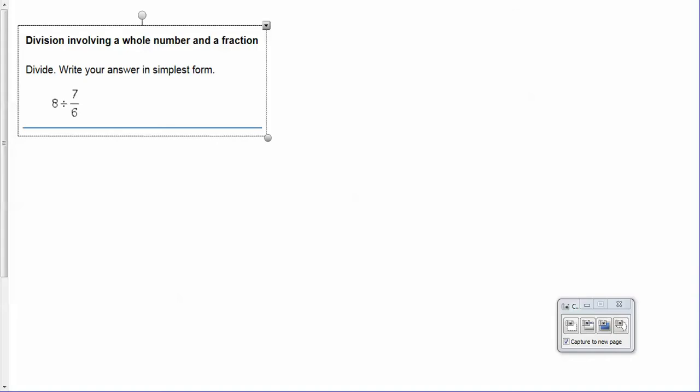In this video, we'll do division involving a whole number and a fraction. And if you remember, when we're dividing with fractions, we actually do multiplication. We multiply by the reciprocal. Do you remember what a reciprocal is? Let's say our fraction is 2/3.